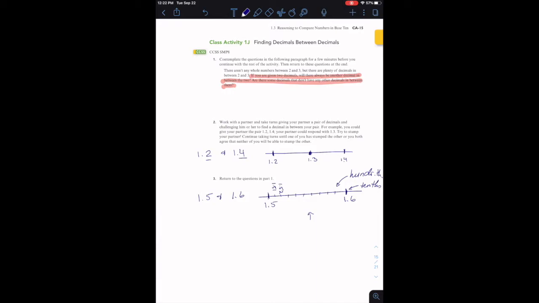But what if it's 1.53 and 1.531? Take a look and see if you can come up with an example where you would be able to write a number in between those two numbers. And then make sure you write your answer in the follow-up question.